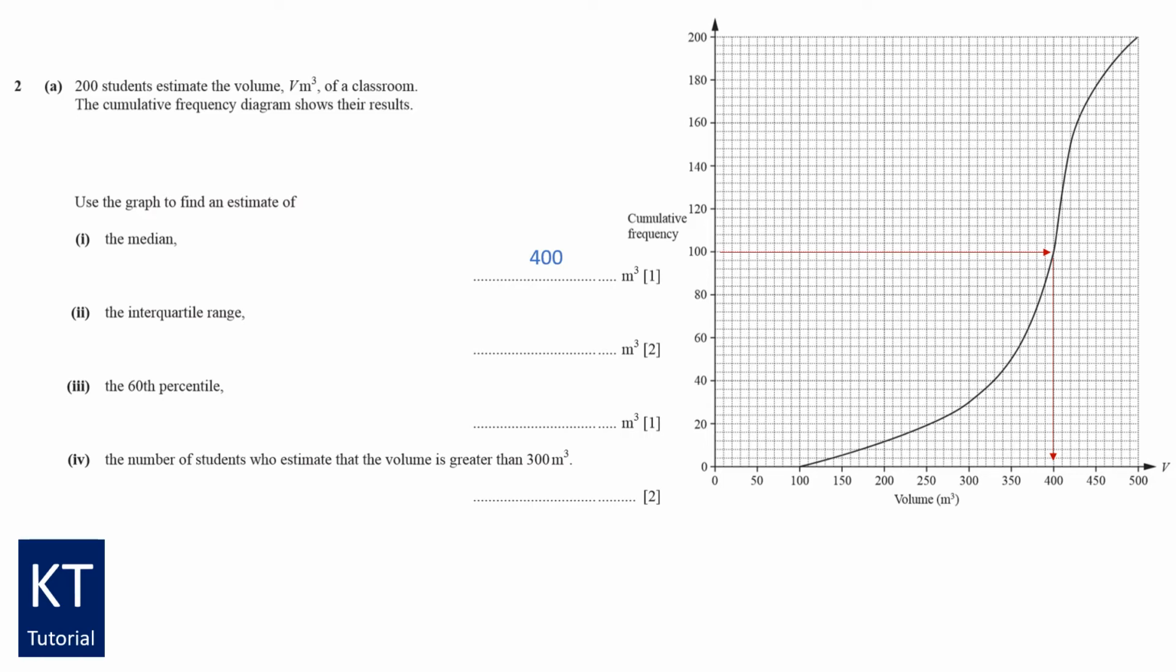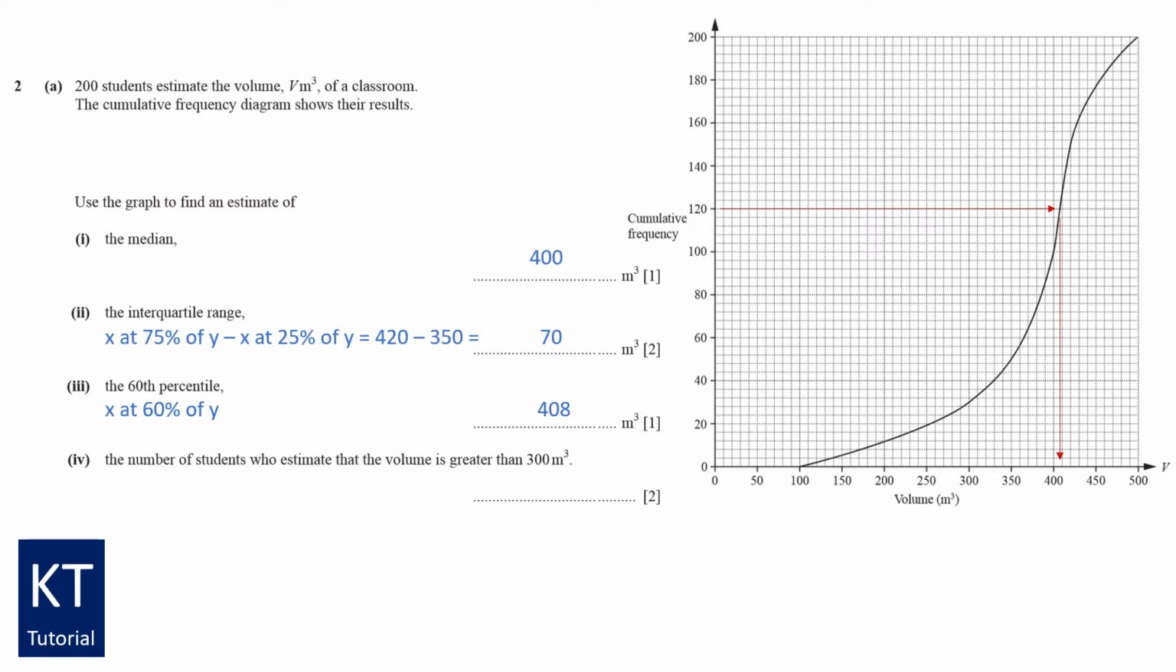Next, use the graph to find an estimate of the interquartile range. This will be the difference in x value when its y value is at 75% and 25% respectively. This comes to 70. Next, use the graph to find an estimate of the 60th percentile. This is the x value when the cumulative frequency is 60% of its maximum.